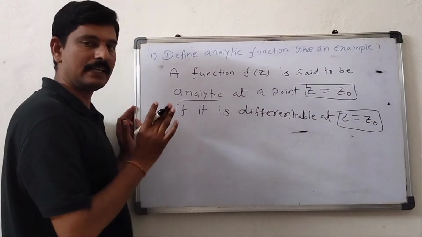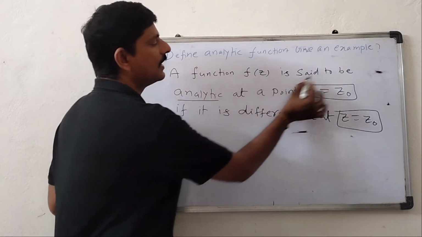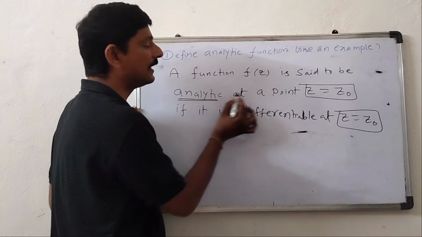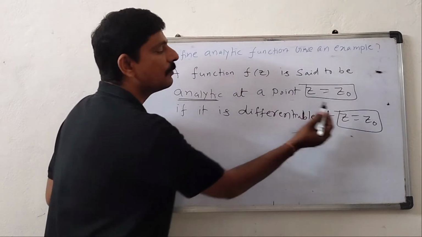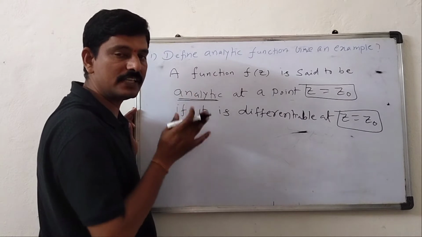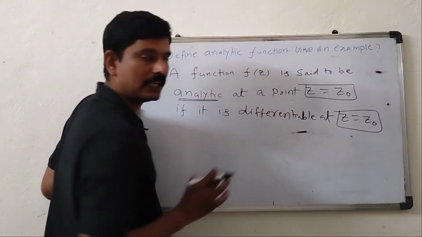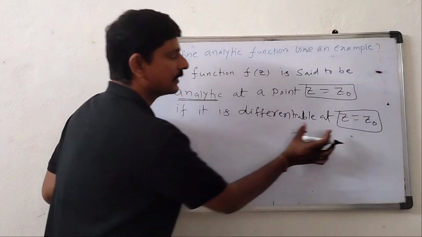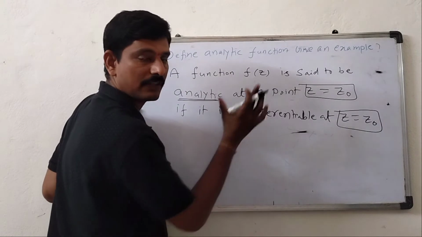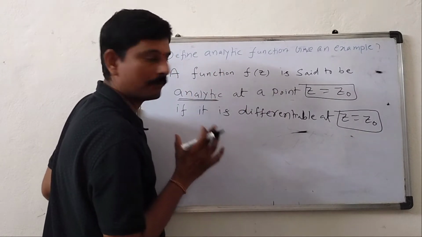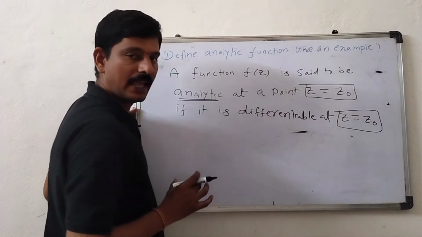Okay, here this is the definition of analytic function. A function f of z is said to be analytic at a point z is equal to z0 if it is differentiable at z is equal to z0. That means if the function is differentiable at the particular point, then the function is said to be analytic. If the function is differentiable, very important. So analytic means if it is differentiable at the particular point, then it is said to be analytic function.